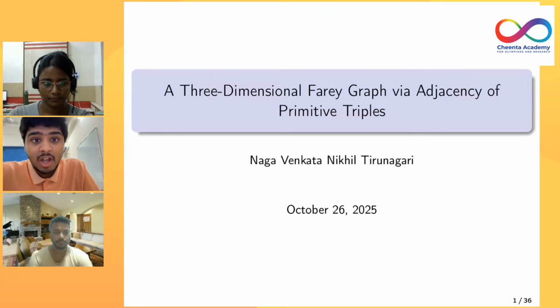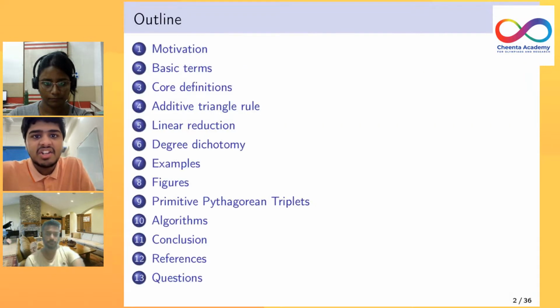Today, I extend this topic to three dimensions. Vertices are primitive integer triples considered up to overall sign, and two vertices are adjacent when the 3 by 3 determinant against a fixed anchor vector W equals plus or minus 1.